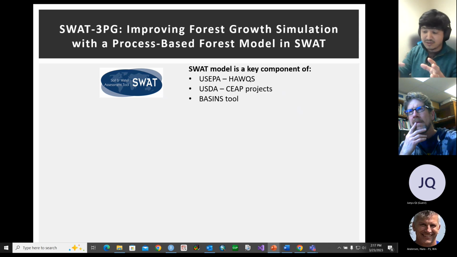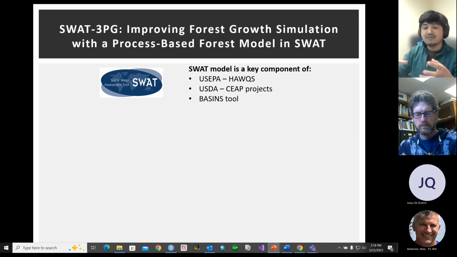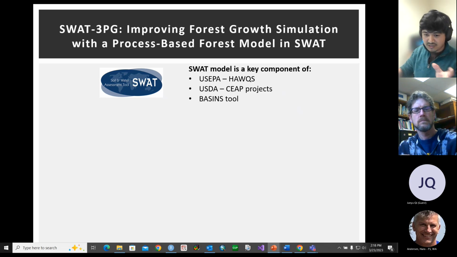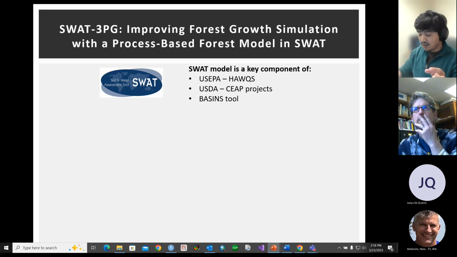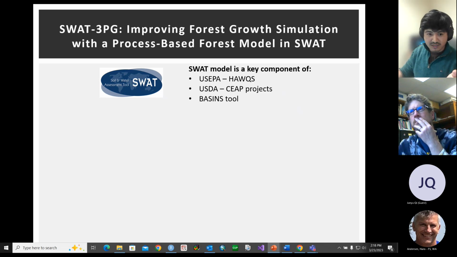Although the SWOT has been used widely, and there is also the development of SWOT-C, there is a major limitation in SWOT in that it cannot simulate forest systems properly, right? And it's critical to improve forest systems if you want to develop this aquatic ecosystem carbon monitoring system, right?